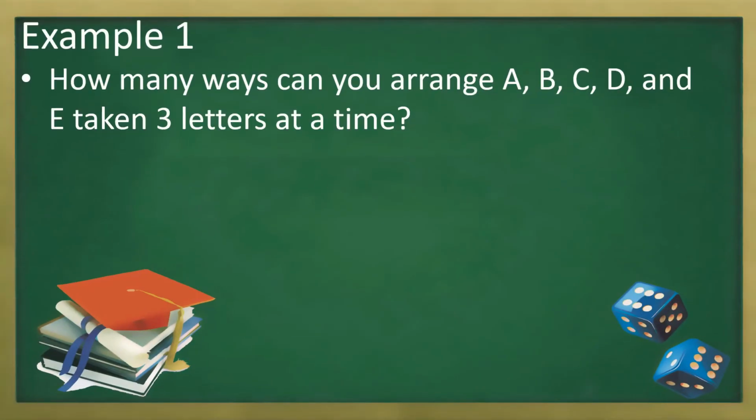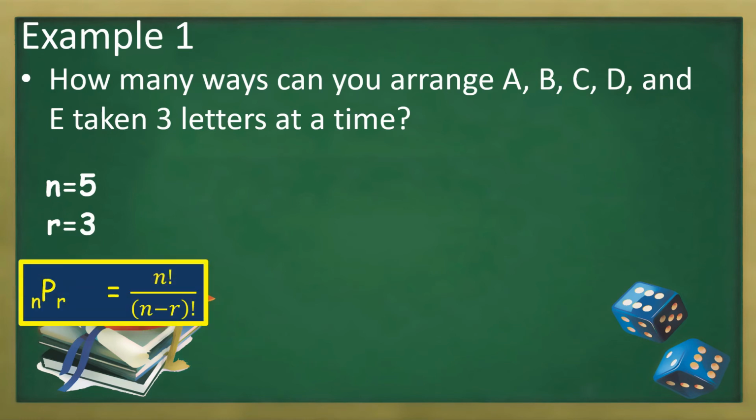Okay, so now let's try it on a different problem. So how many ways can you arrange A, B, C, D, and E taken 3 letters at a time? So again, first thing that you're going to do is to identify the n and the r. So the n is the number of objects we're going to choose from, and r is the number of objects we're going to take from n to arrange. So therefore, on this example, we have our n equals 5 because we're going to use the letters A, B, C, D, and E. And from 5 objects, we're going to take 3 letters to arrange. So r is equal to 3.